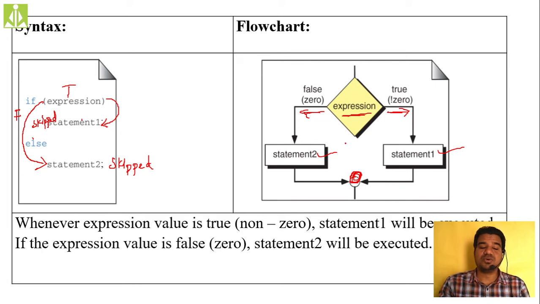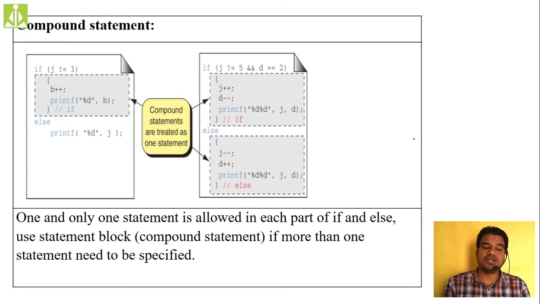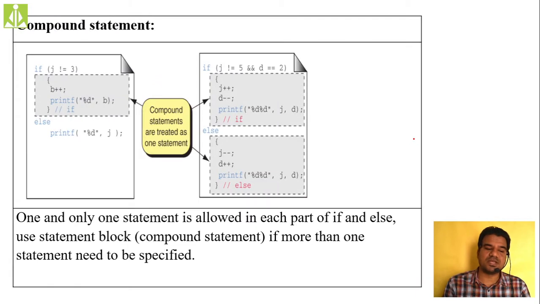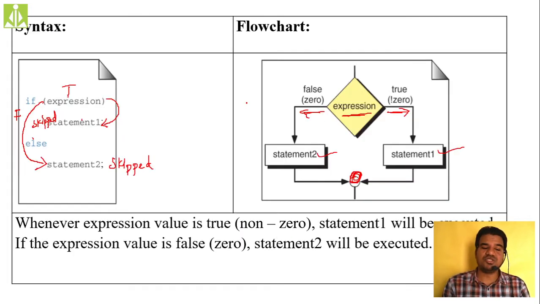Here statement 1 and statement 2 are only one statement each. If you want to put more than one statement, you have to use curly brackets. Here we are mentioning only one statement, statement 1, statement 2, like that. That is the reason why I have not used any curly brackets or block statement over here.